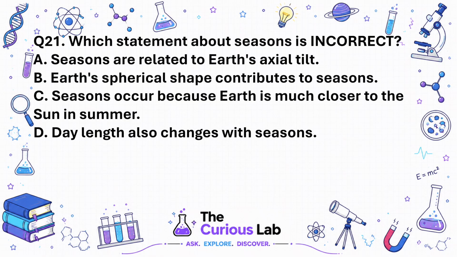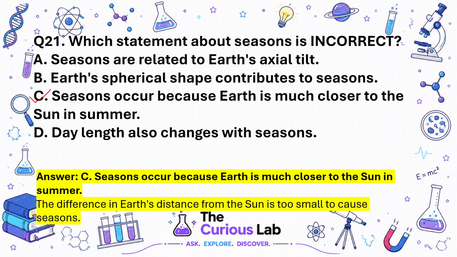Next question. Which statement about seasons is incorrect? So the incorrect statement is seasons occur because earth is much closer to the sun in summer. No, this is not the reason for the cause of seasons. We have already discussed that the tilt of the earth and the spherical shape and the movement around the sun is responsible for seasons.